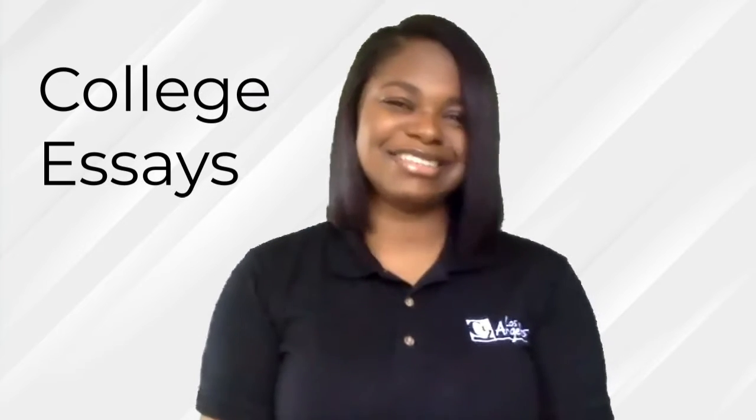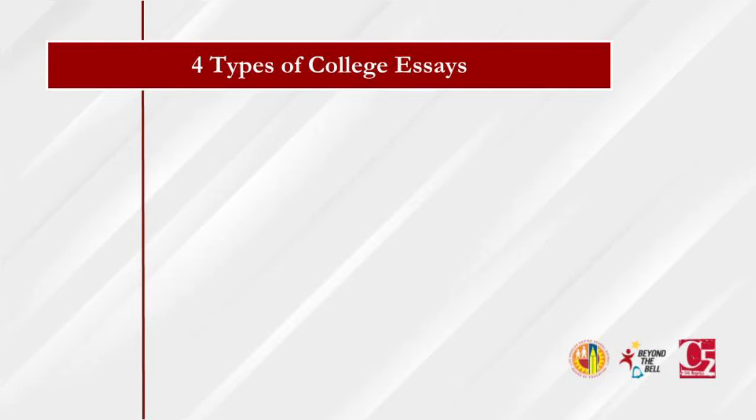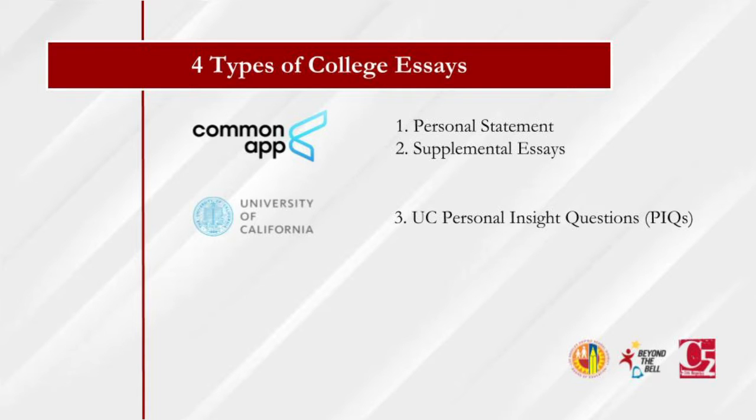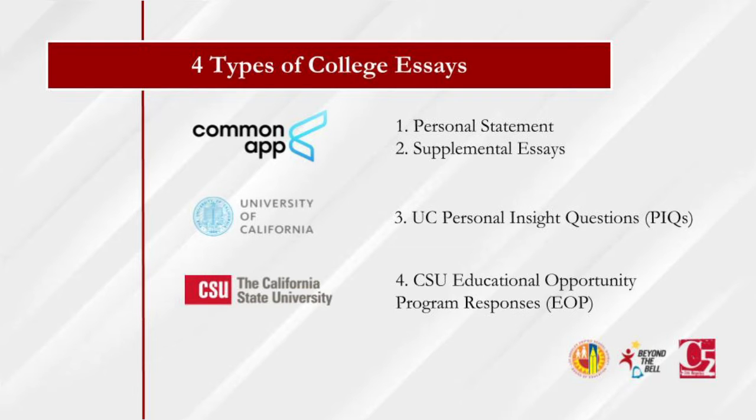This series is called Preparing for College During Junior Year, and today's topic is college essays. In this webinar, we will break down the different types of college essays you may have to write when applying to colleges, as well as the key components and tips for each. Depending on the type of school you apply to, there are 4 main types of essays that you may have to write, starting with a personal statement, supplemental essays, the UC Personal Insight Questions, also known as PIQs, and the Cal State Educational Opportunity Program responses.